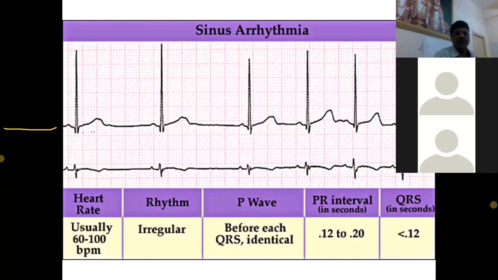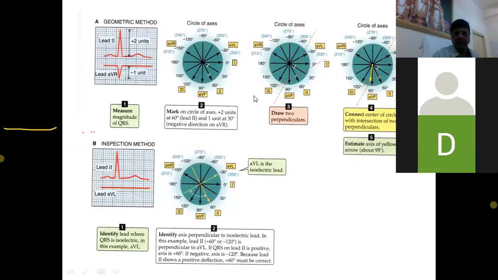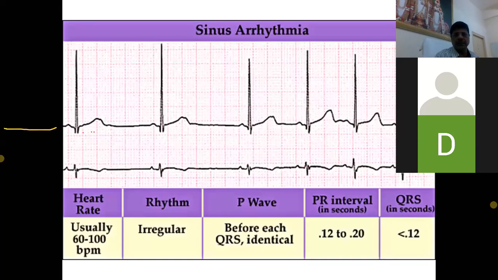You can see here very clearly, very nicely shown. The distance between two R waves is more, meaning the heart rate has decreased, during one phase of respiration, whereas during the other phase the distance between two R waves is less. This is called sinus arrhythmia.